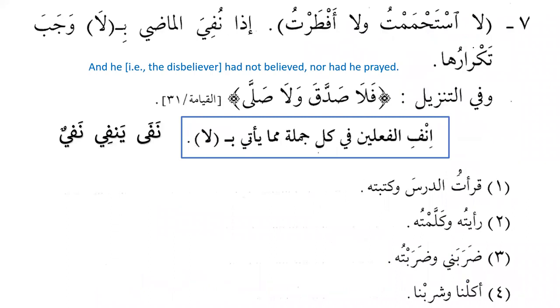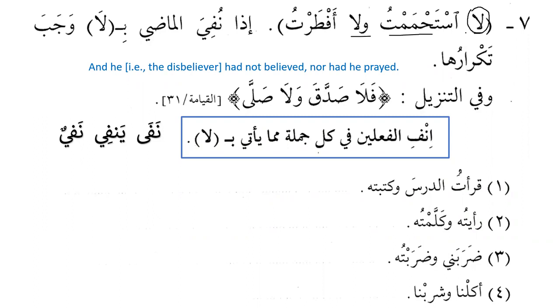Now we have the combination of la wala: لَاسْتَحْمَمْتُ وَلَا أَفْتَرْتُ. So what does it mean? Neither and nor, right? And now in this condition, with the past tense, we can use la. As we know, la is used with the mudari. لا أذهب إلى العمل اليوم. I won't go to work today.